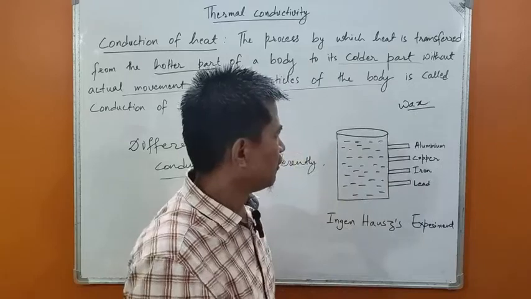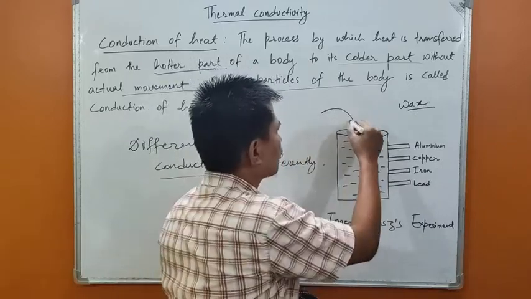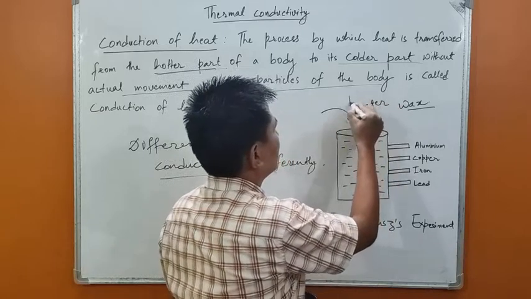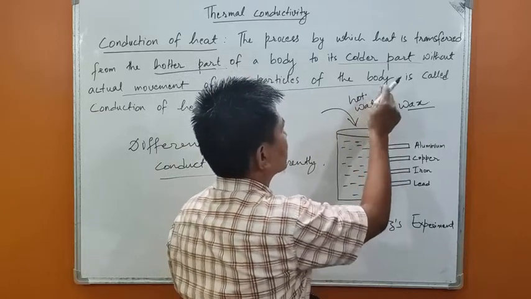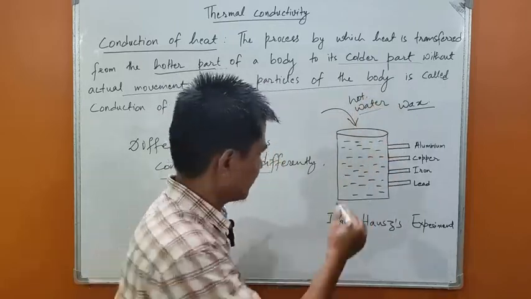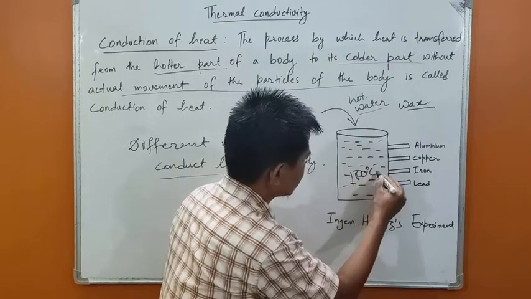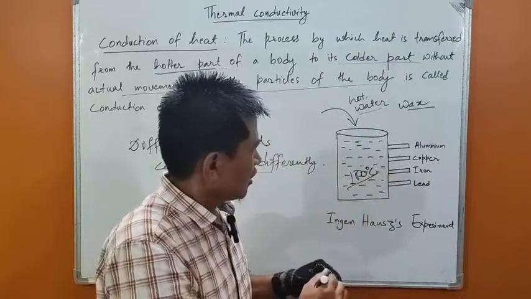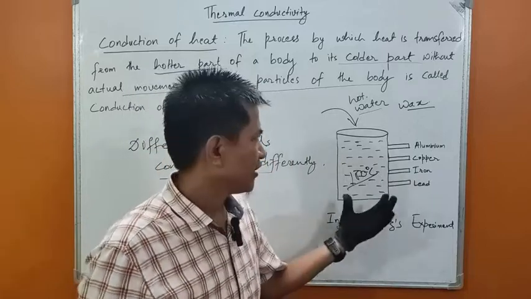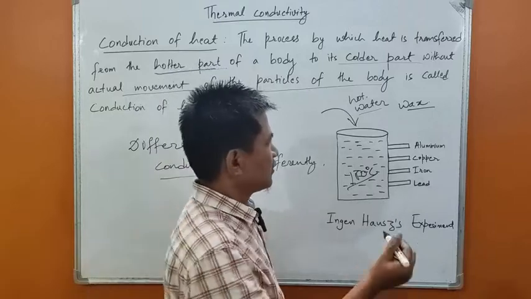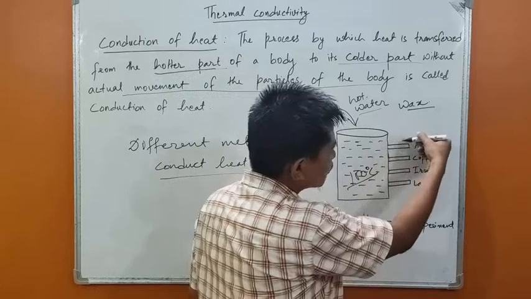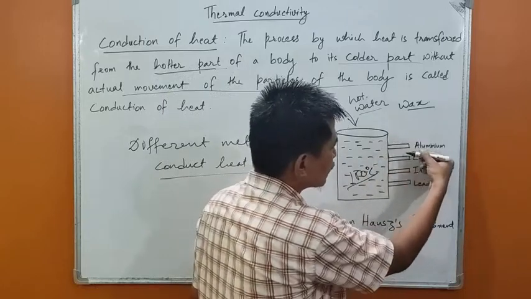Now what he did is, he put some hot water here. Very hot water, boiling water, you can say boiling water. The temperature of this water is 100 degrees Celsius. Now, after some time, let us say after 5 minutes, he observed that the aluminum, this is aluminum, isn't it? It was also coated with wax. Copper was also coated with wax.